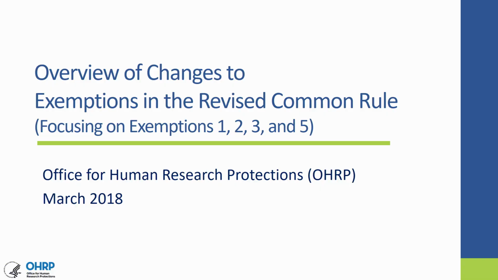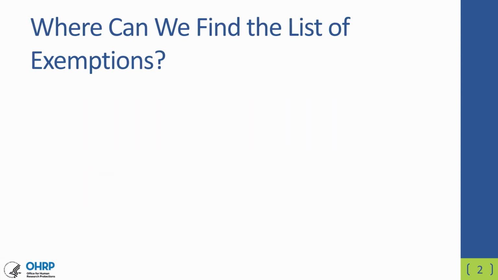I'm here to give you an overview of the changes to Exemptions 1, 2, 3, and 5 in the Revised Common Rule, which was published on January 19, 2017. The first thing that I would like to address about the exemptions is that the actual location of the exemptions within the regulatory text has changed.